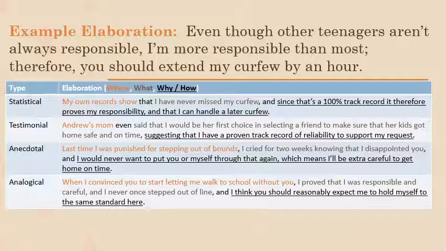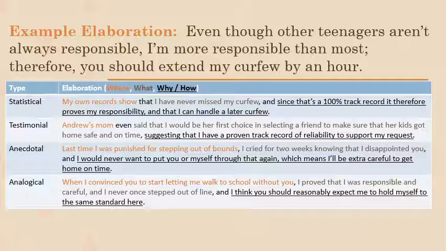So in this case, we're talking analogy, right? We're talking about a similar situation. Where's that information coming from? Well, it's coming from last time I convinced you to let me do something a little bit more risky, right? So that's the analogical situation. What is it showing? It proved my responsibility. And why or how is that important? Well, because of that last experience and my responsibility, you should trust me that this time will be similar.